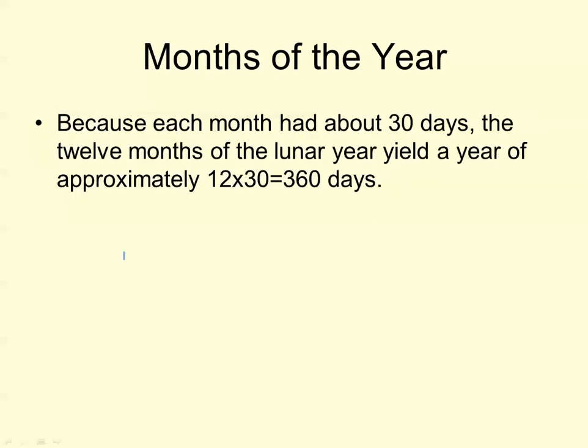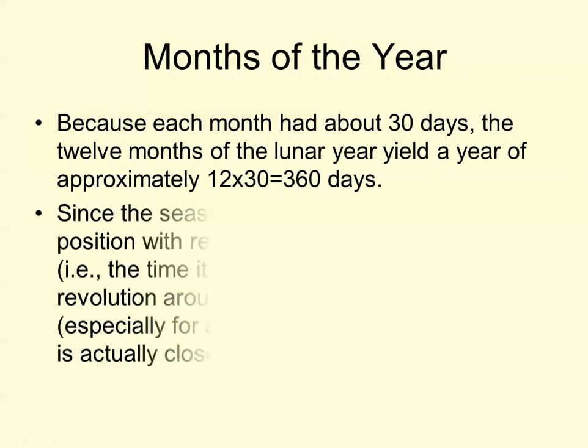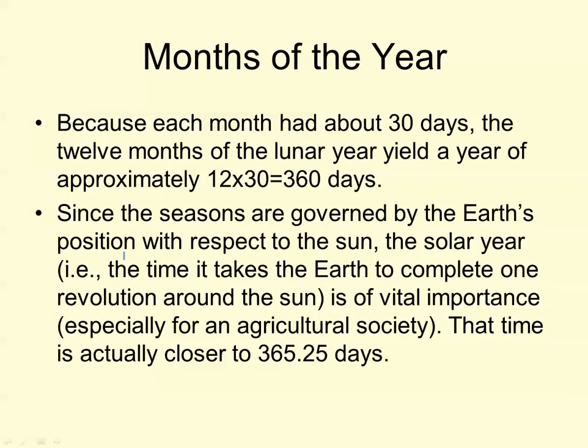Because each month has about 30 days, more or less. It's 29 or 30. The 12 months of the lunar year yield a year of approximately 360 days. But that's a little bit problematic because the seasons are governed by the Earth's position with respect to the sun, not the moon. The solar year is of vital importance for particularly agricultural society, right?